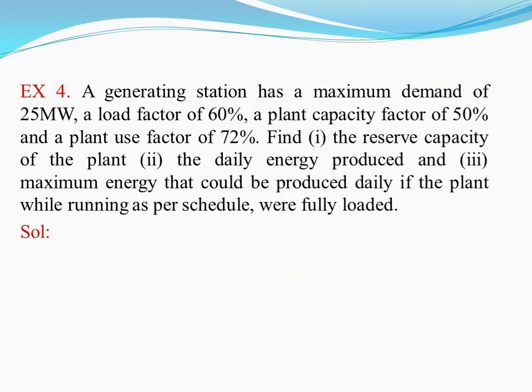Go through this example. In this problem, they have given you the maximum demand as 25 megawatt, load factor 60%, plant capacity factor 50%, and the plant use factor. They have asked you to find these details. For each and every problem, as we said earlier, we have to write down the given data and what are the things to be found. Only if you summarize all these things will you get the idea of which formula to use and how to apply it.